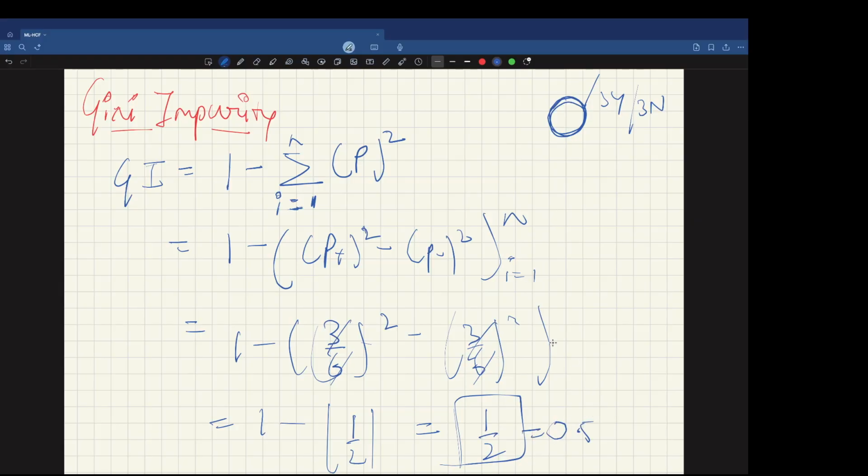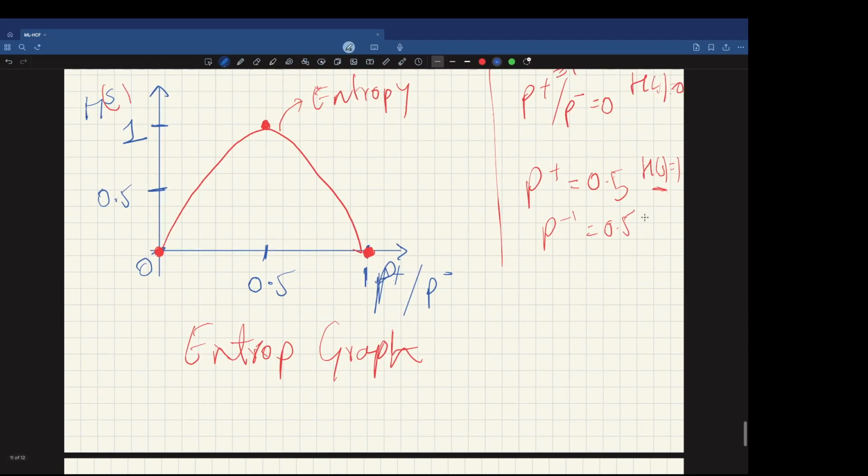So what we can understand is that if P positive and P negative are equal, at the maximum of 0.5, that is P positive is 0.5 and P negative is 0.5, we have the Gini index equal to 0.5, right? So at the middle point we got 0.5 and 0.5. So in this only I'll draw that graph.